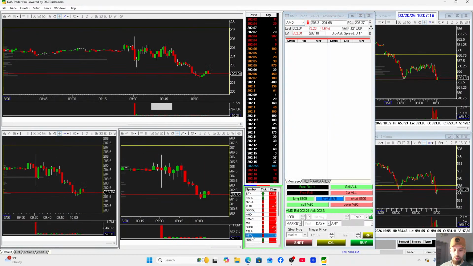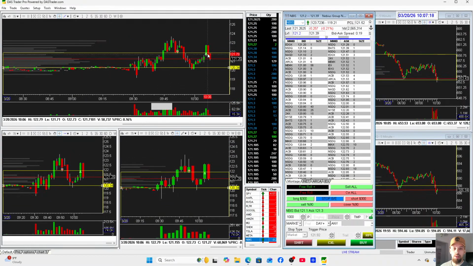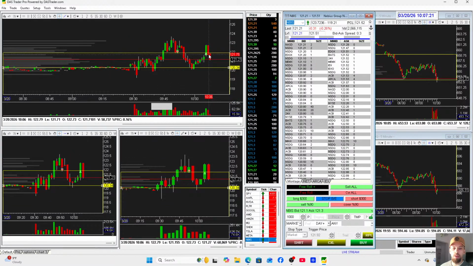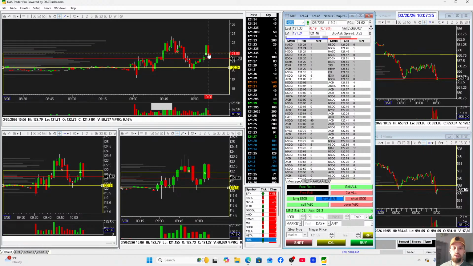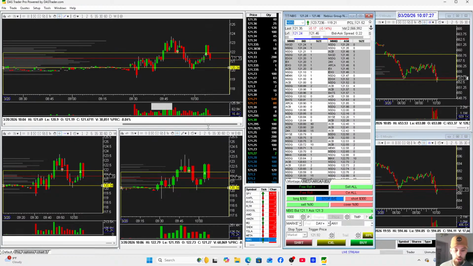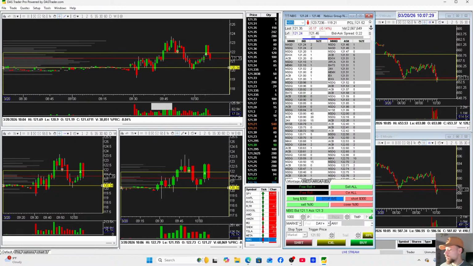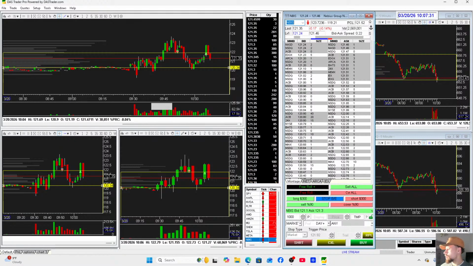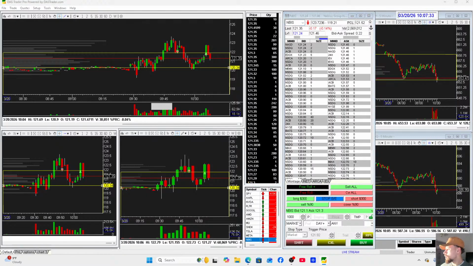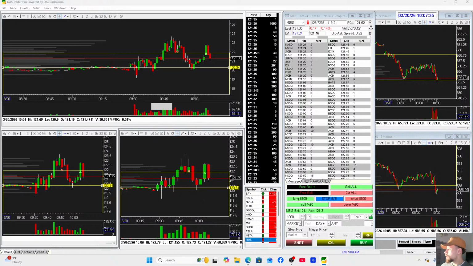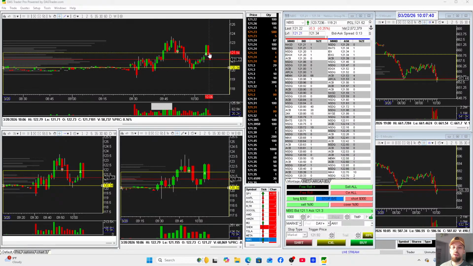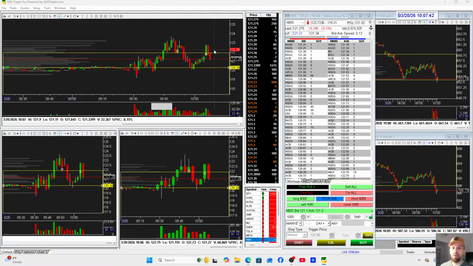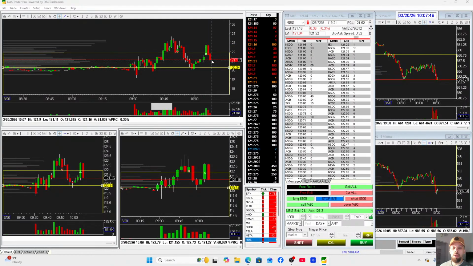Oh wow, NBIS. Look at that. As soon as I flip back. Shoot. I could have shorted it right here and I was looking at other stuff. Damn it. Definitely doesn't want to go up. I don't want to short it now.